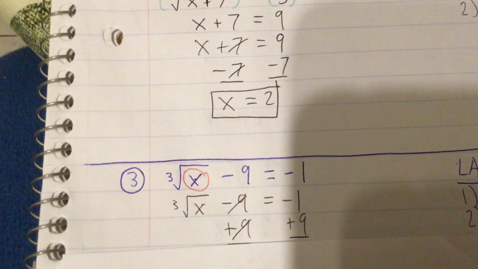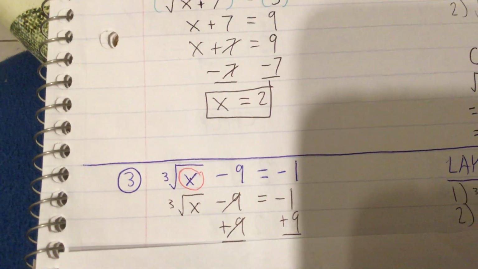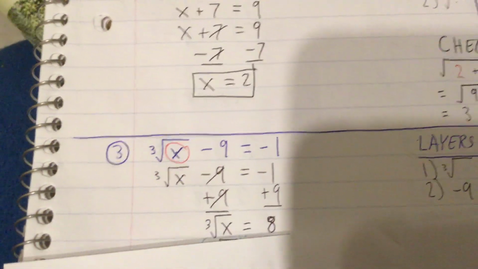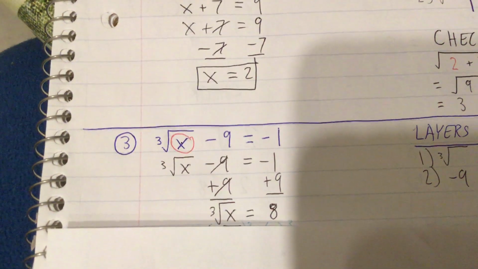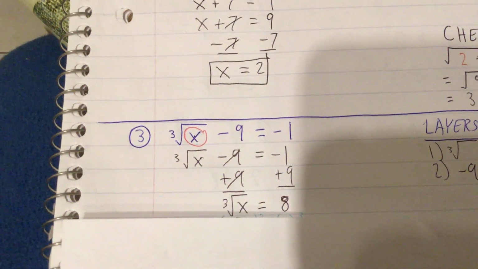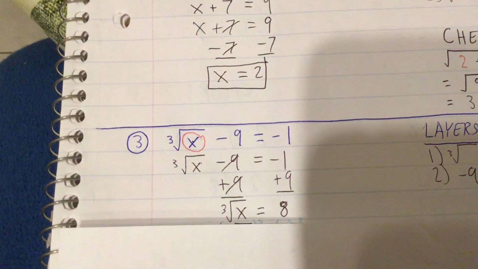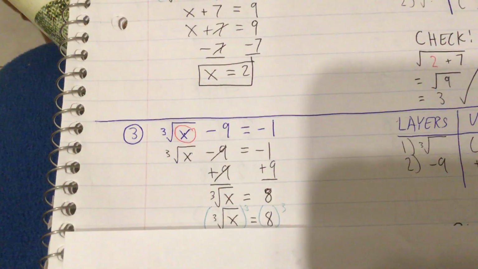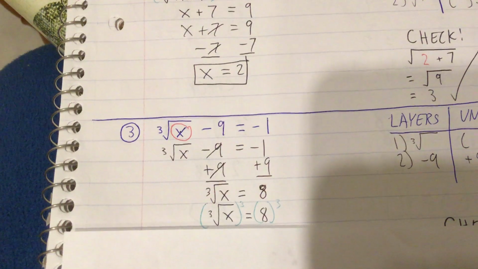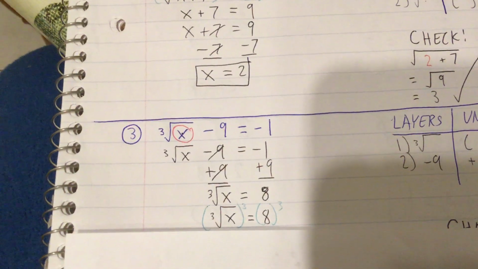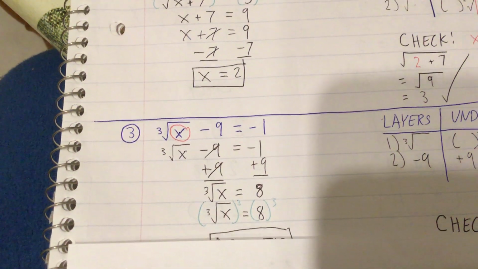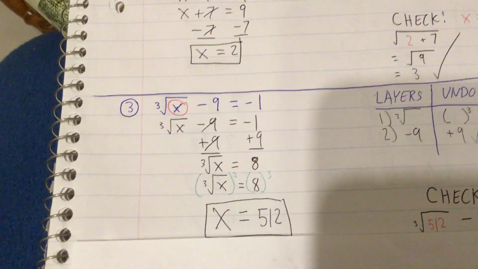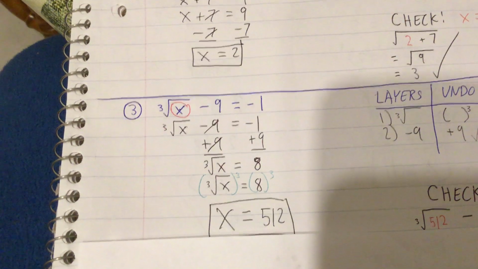Negative 9 plus 9 cancels out and gets me 0. And negative 1 plus 9 should get me positive 8. So I've got the cube root of x is equal to 8. I'm going to undo the cube root by cubing both sides. So the cube root of x cubed and 8 cubed. The cube root will be canceled out. And therefore, x is equal to whatever 8 cubed is. I looked it up in the calculator, 512.